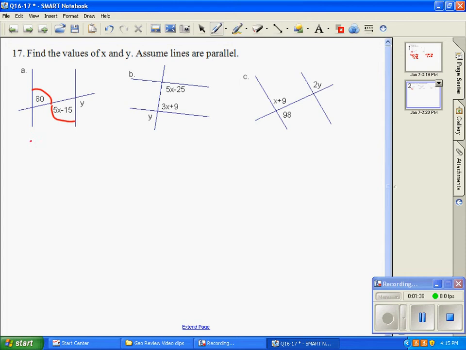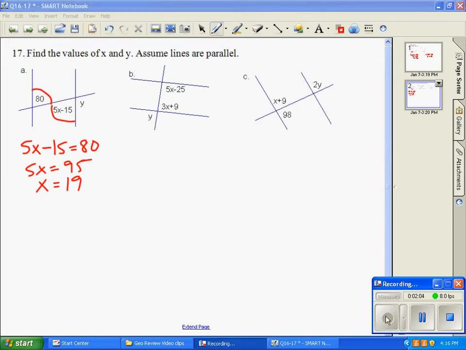So we can say that 5x minus 15 equals 80. So add 15 to both sides. So if we divide by 5, we get 19. So that's the first one. So now we want to find y.